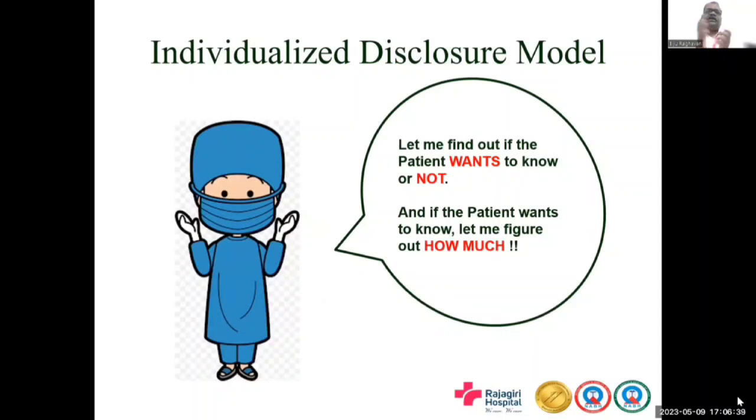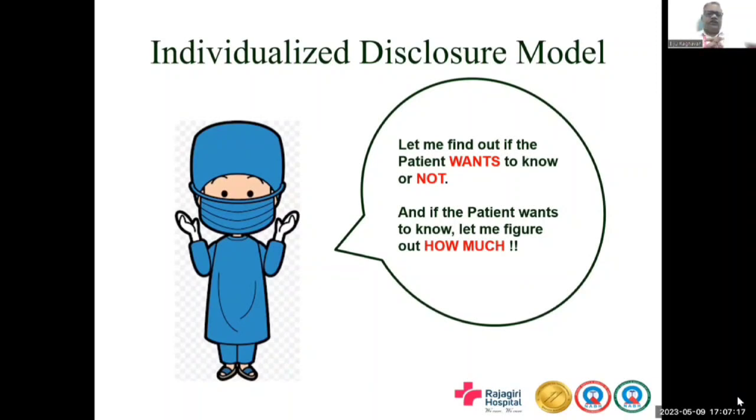Therefore, a third model, what we'll call individualized disclosure model, and here we will first figure out if the person sitting in front of us wants to know or not. And if the person wants to know, then we can tell. But then we need to also figure out how much the person wants to know. Because if we tell too little, it will cause dissatisfaction. If we tell too much, it may cause some emotional trauma. Therefore, how much is also important.